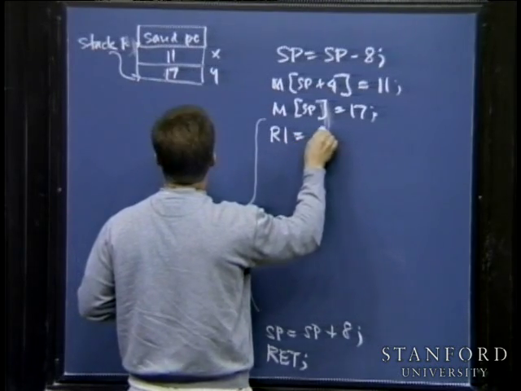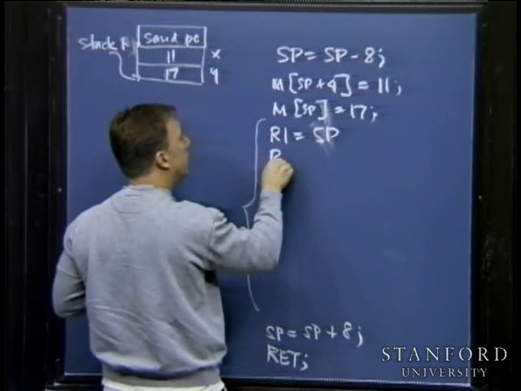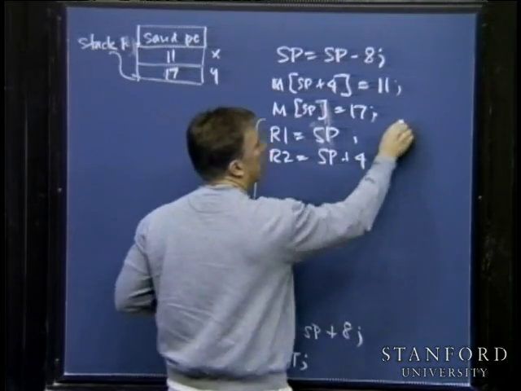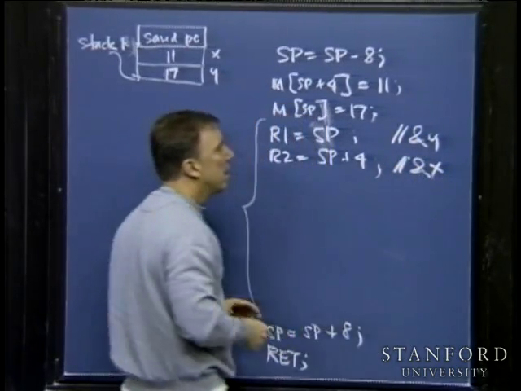R1 is equal to SP. I'm sorry, that's right, SP. R2 is equal to SP plus 4. This is ampersand of y. This is ampersand of x.